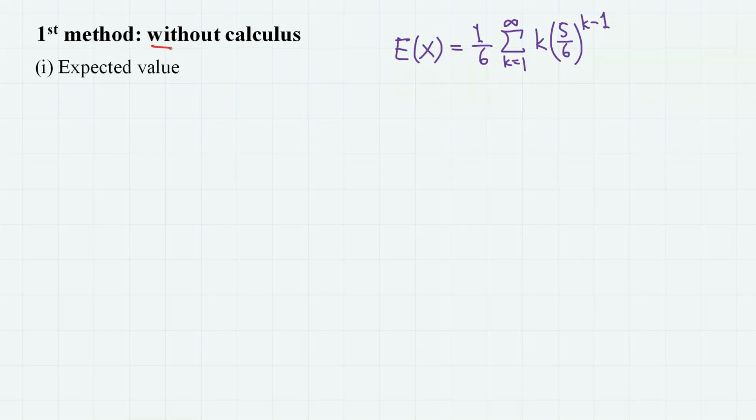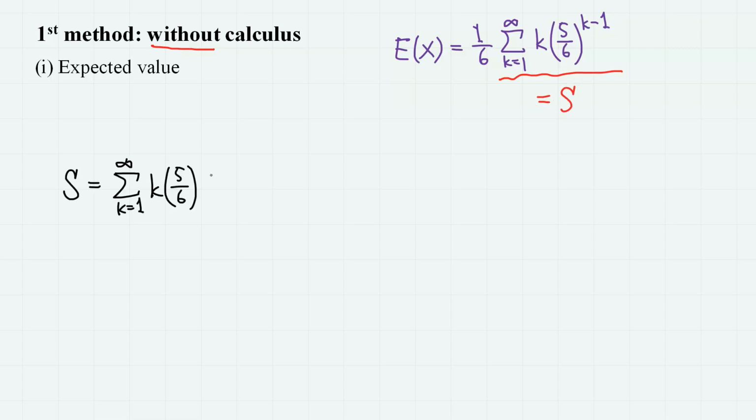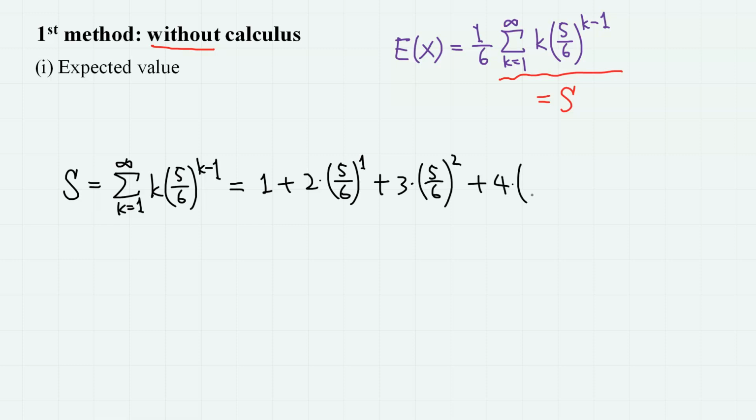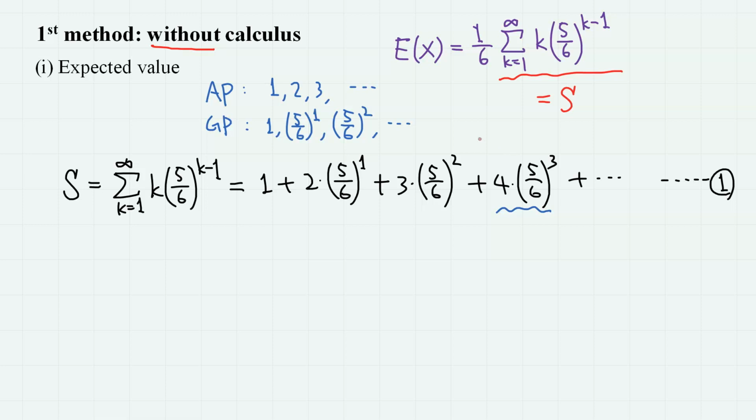So the first method, without calculus. Here, in order to calculate the expected value, we need to calculate this sum, and let's just call it S. So in an expanded form, we first have 1, then 2 times (5/6) to the power of 1, then 3 times (5/6) to the power of 2, then 4 times (5/6) to the power of 3, and so on. And let's just call this 1. Here, the individual term consists of the product of an arithmetic progression and a geometric progression. And the geometric part has a common ratio of 5/6. The trick here is we multiply this 5/6 to S.